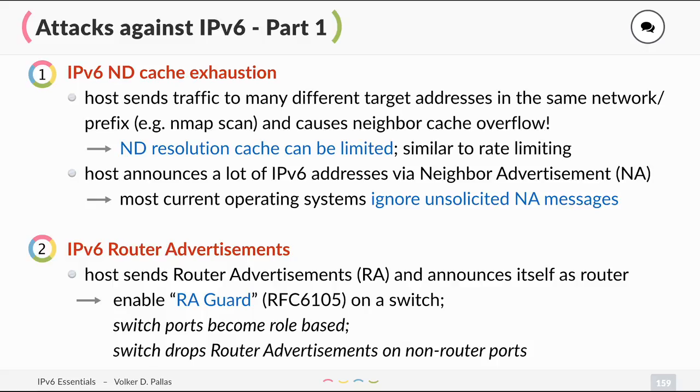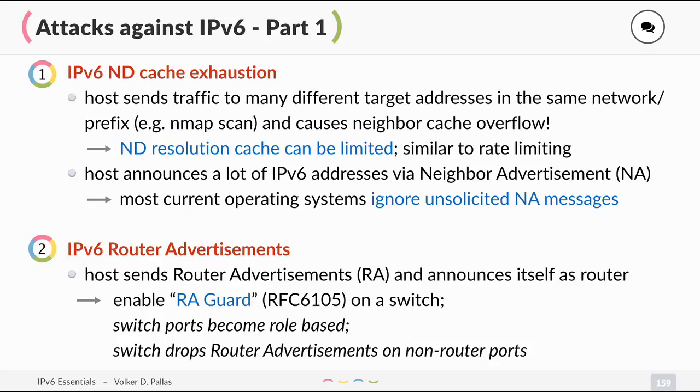Another attack is that a host can announce a lot of IPv6 addresses via unsolicited neighbor advertisements. Most current operating systems ignore these messages if they are not solicited. So if you have not sent a neighbor solicitation and you receive a neighbor advertisement, you should ignore that.